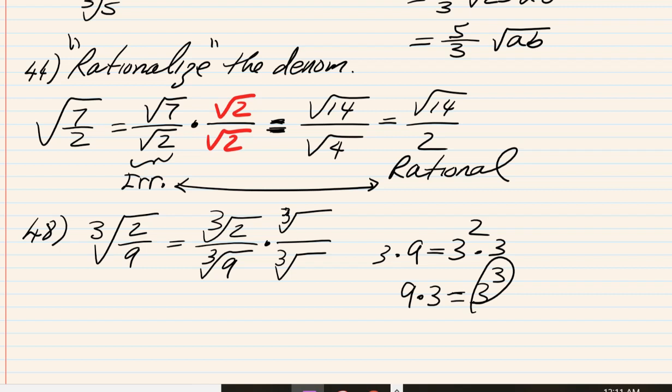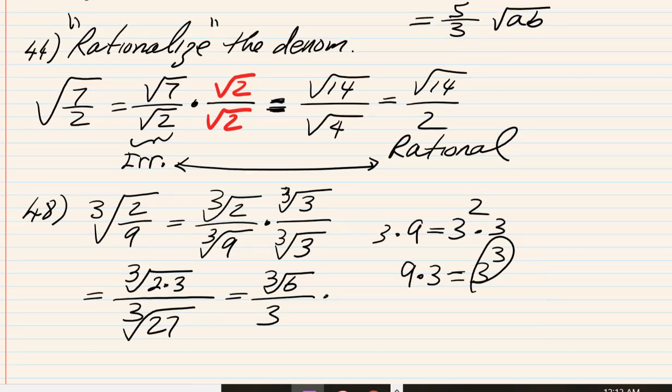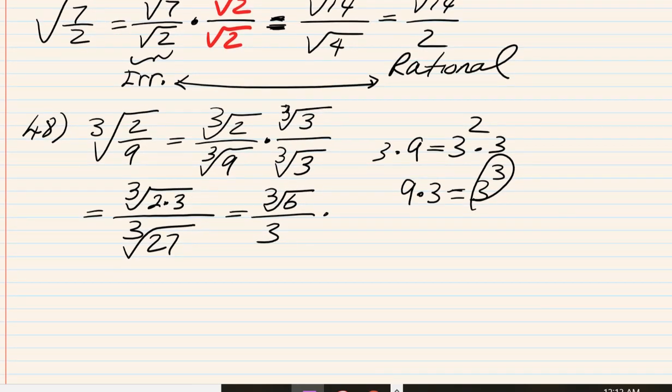So that means I need to multiply top and bottom by cube root of 3 in order to produce a perfect cube in the denominator. And check this out. See that? Cube root of 27 is 3, because 27 is a perfect cube. Now in the numerator, I'm just going to multiply 2 times 3, and that's cube root of 6, and we're done with this one. Notice again, rationalize the denominator means no radical in the denominator. And as you can see, there is no radical in there.